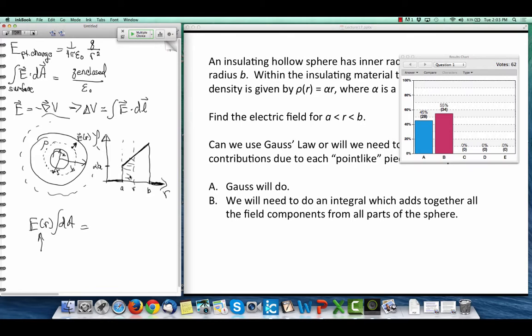Where you'd get the total charge of the insulating sphere is by integrating rho dV, in other words, rho times 4 pi r squared dr, all the way from 0 out to B. Since rho is 0 between 0 and A, you just have to integrate rho of R from A out to B.